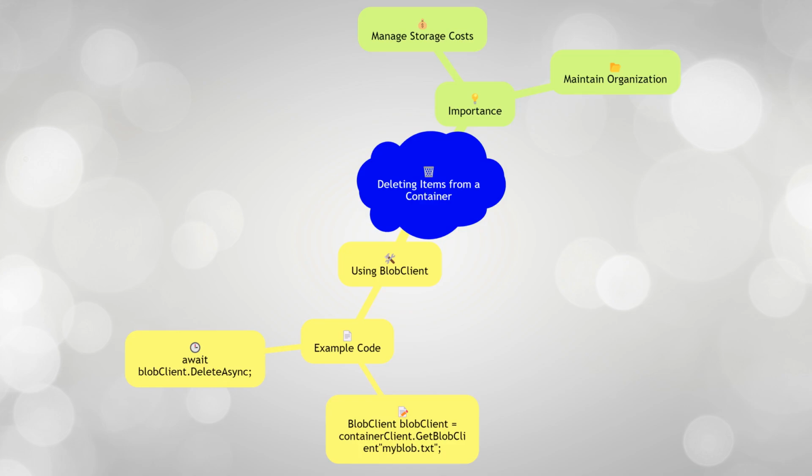Deleting items from a container is a straightforward process using the BlobClient class. For example, blobClient equals containerClient.GetBlobClient my-blob.txt. Await blobClient.DeleteAsync. This code deletes the blob named my-blob.txt from the container. Deleting blobs is crucial for managing storage costs and maintaining an organized storage environment.